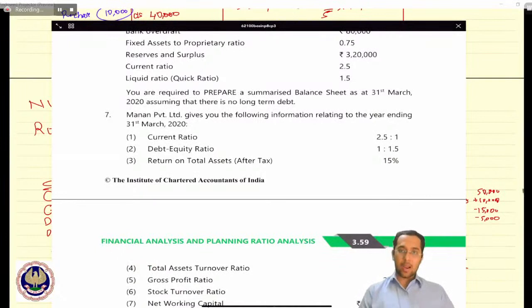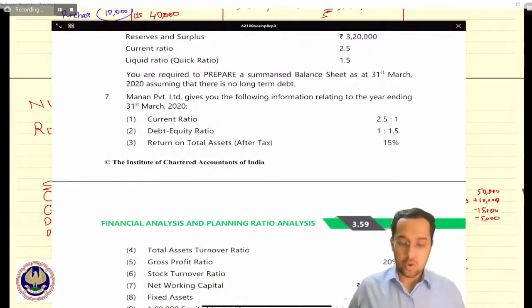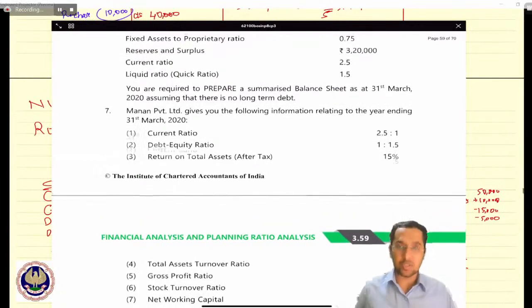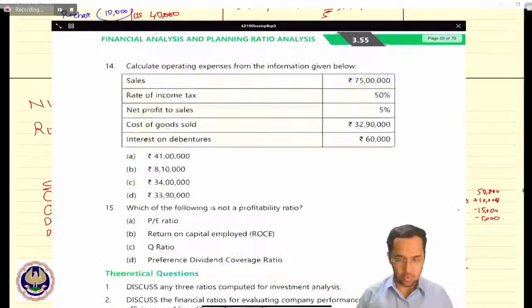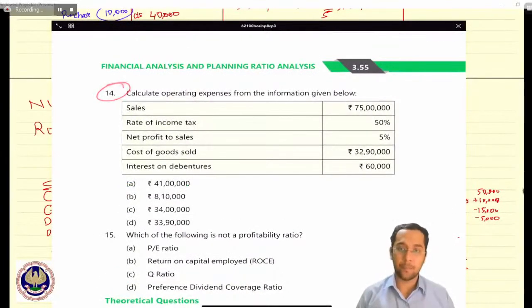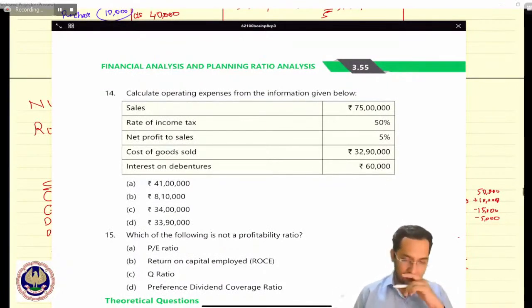MCQ 14, I think one person asked me. So let me do two things. We'll do question number 14, an MCQ request, and part C of the question. Okay, fine, we'll take up the other questions you're asking for from different modules.